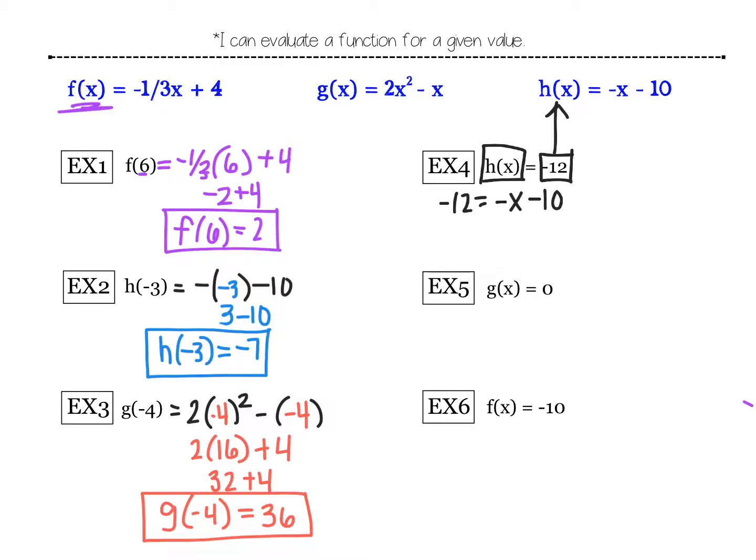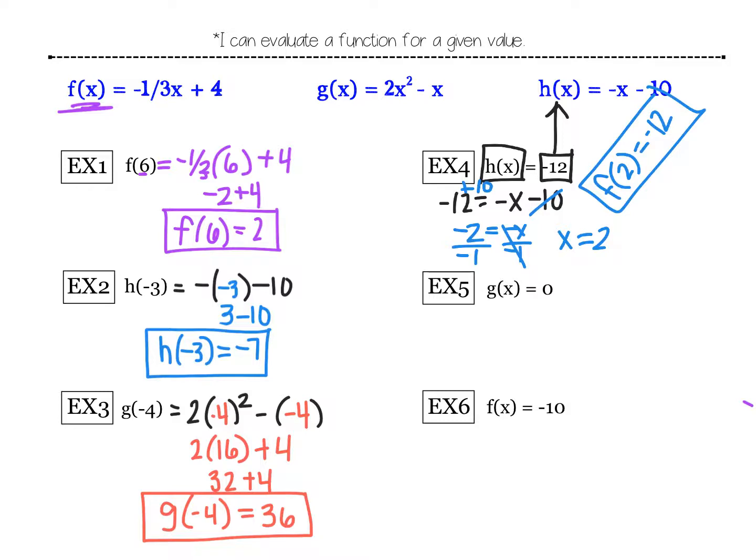So what's the input? So now I just have a simple equation to solve. I'm going to add 10. So I get negative 2 equals negative x. And I'm going to divide by negative 1. Divide by negative 1. X is 2, and I'm going to be really picky. We want to write it in that function notation. So f of 2 equals negative 12. So we show that connection.